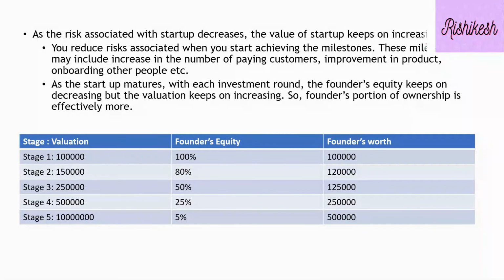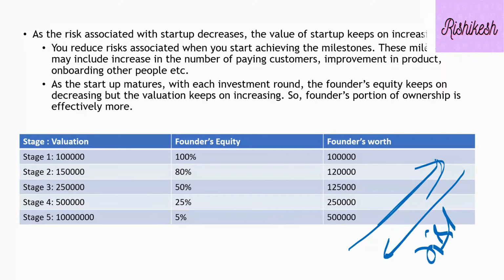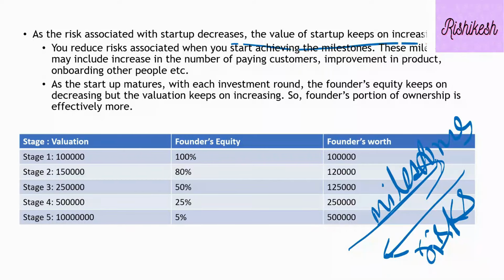Now, as we saw, as you keep on accomplishing the milestones, the valuation of your startup keeps on increasing. Why? Because as you keep on accomplishing the milestones, your risk keeps on decreasing. Let us suppose you have got your product built, so the risk associated with a product not being formed, maybe because of any reason, goes down. You have got some paying customers, so the risk associated with the product not getting any customers inside the market goes down. So as the risk associated with the startup decreases, the value of the startup keeps on increasing. Means the valuation of the startup keeps on increasing.